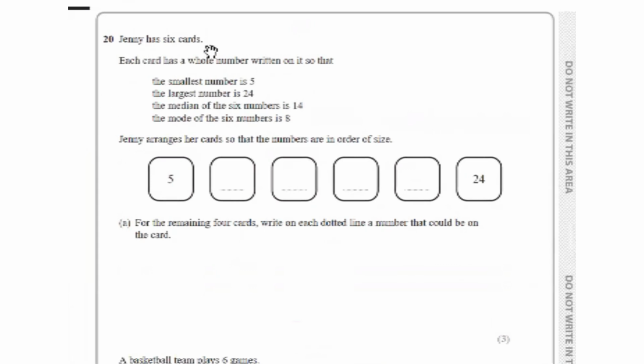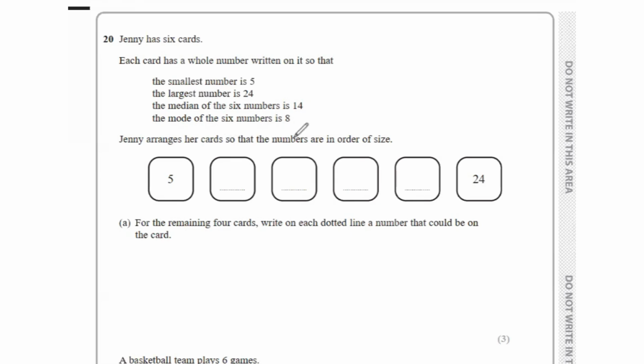Question 20 says Jenny has 6 cards. Each card has a whole number written on it so that the smallest number is 5, the largest number is 24, and the median of the 6 numbers is 14. The mode of the 6 numbers is 8. Jenny arranges her cards so that the numbers are in order of size. For the remaining 4 cards, write on each dotted line a number that could be on the card.